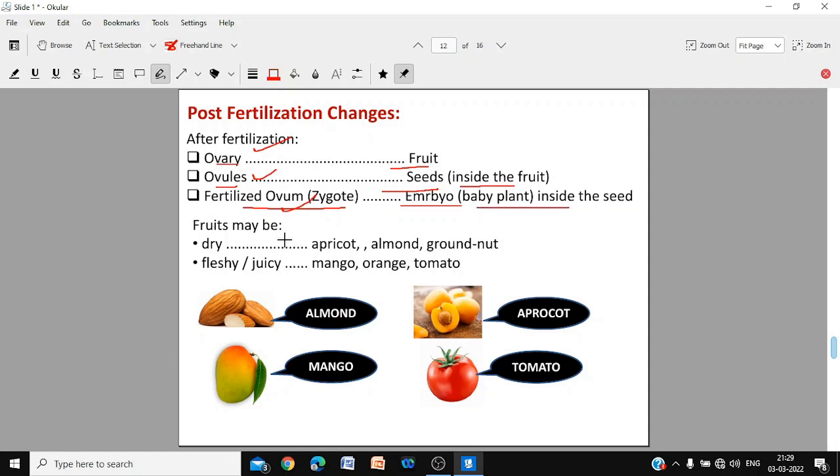Now fruits may be dry. Here we have dry fruit, almond, apricot, groundnut. Fruits may be juicy or fleshy. They are mango, tomato, orange. These are juicy and fleshy fruit.